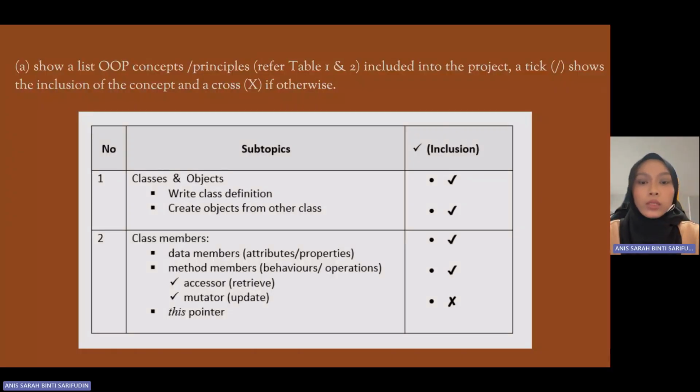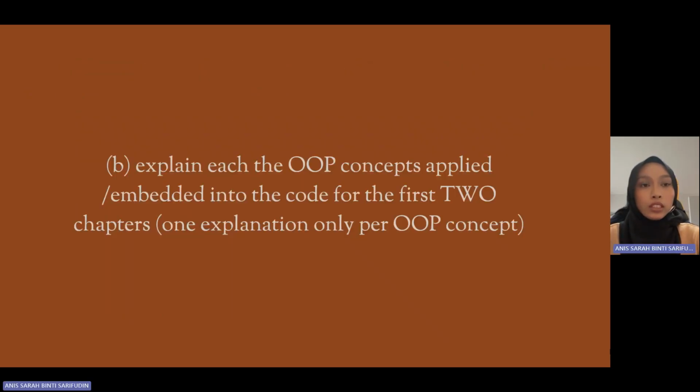Okay, I will be the second member to explain the project. A, show a list of OOP concepts or principles, refer to tables 1 and 2, that are included in the project, and tick right if you use all the subtopics. So we use these two subtopics except for pointer. Next, explain each OOP concept applied or abandoned in the code for the first two chapters.